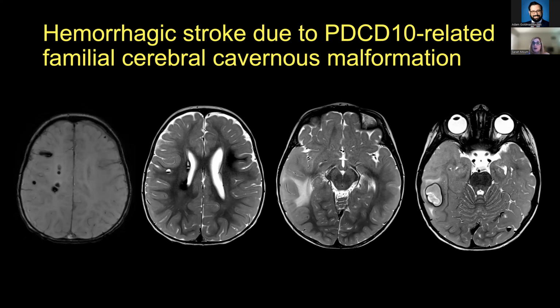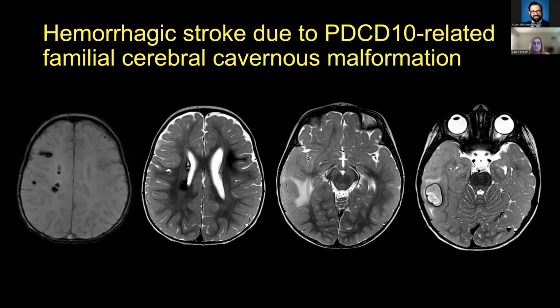Unlike arteriovenous malformation, as we saw in the last case, a cavernous malformation is a slow flow vascular malformation which has a tendency to bleed intermittently. This patient appears to have had several prior small bleeds, but the large bleed in the right temporal lobe with surrounding edema led to his presentation with stroke-like symptoms.